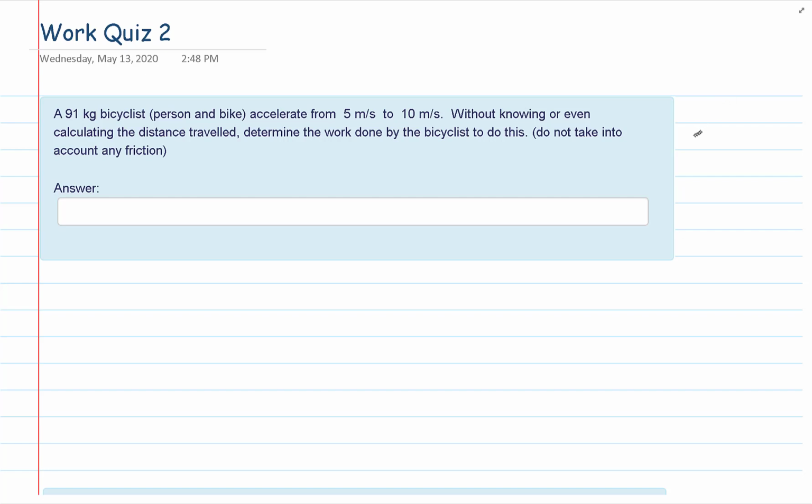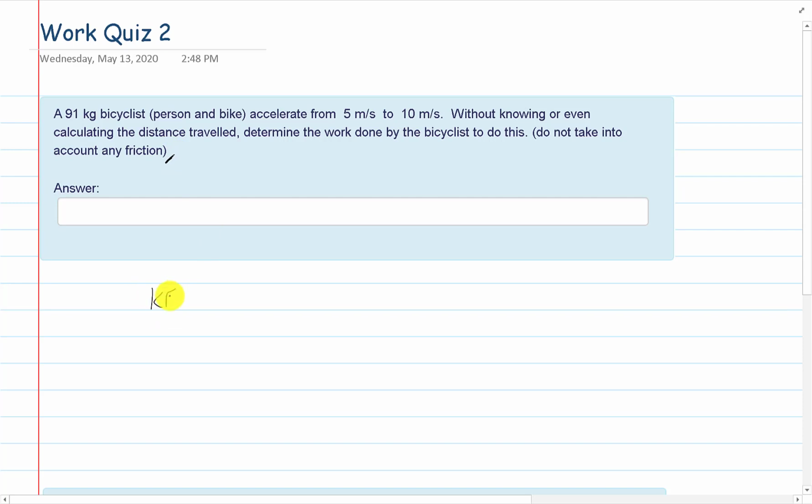What's interesting is it sounds like a kinematics problem, but you can't do it that way because you only have initial and final. You don't have time or distance, so you can't do any of that. So here we go. How do you do that? And it says do not take into effect.